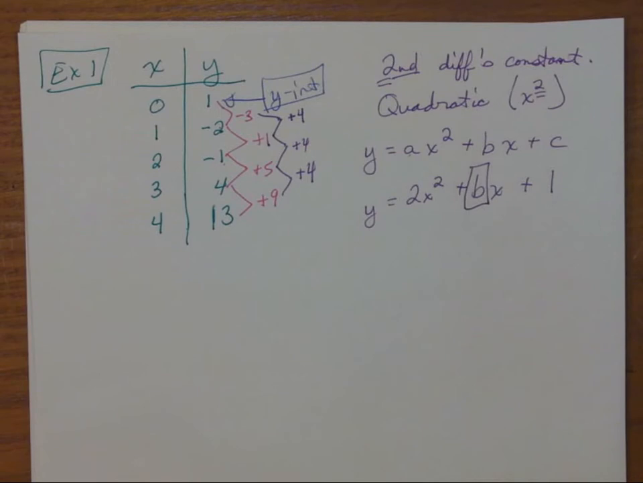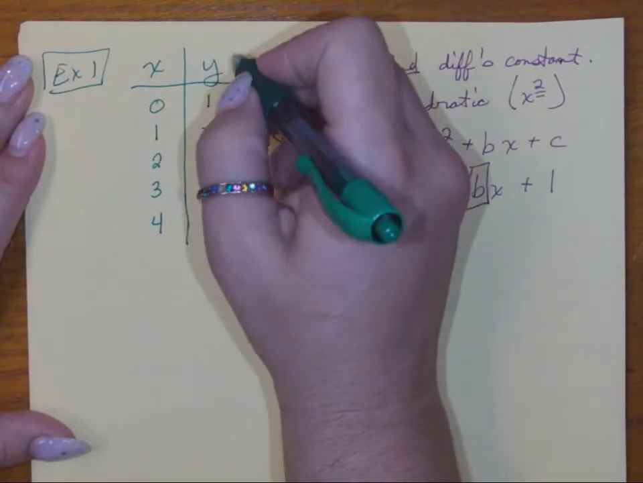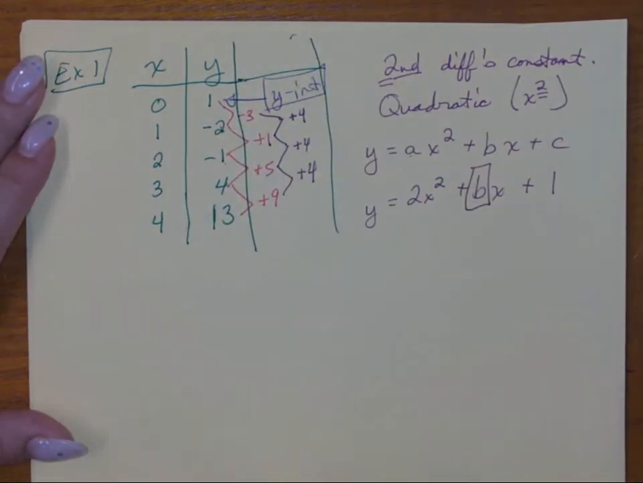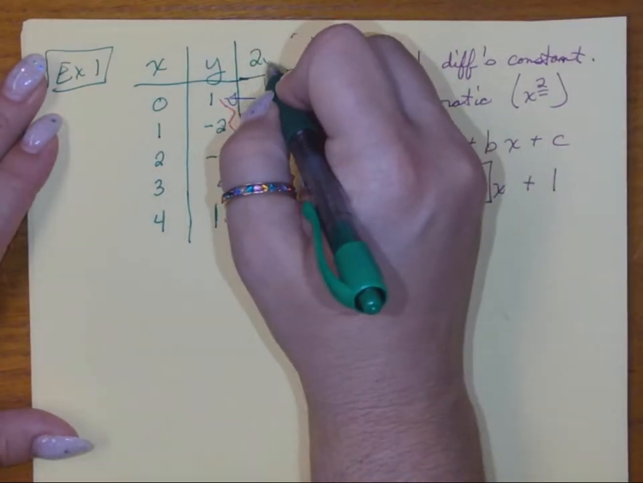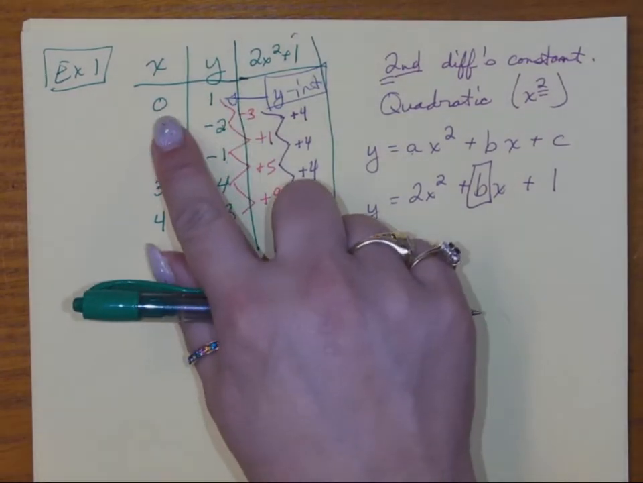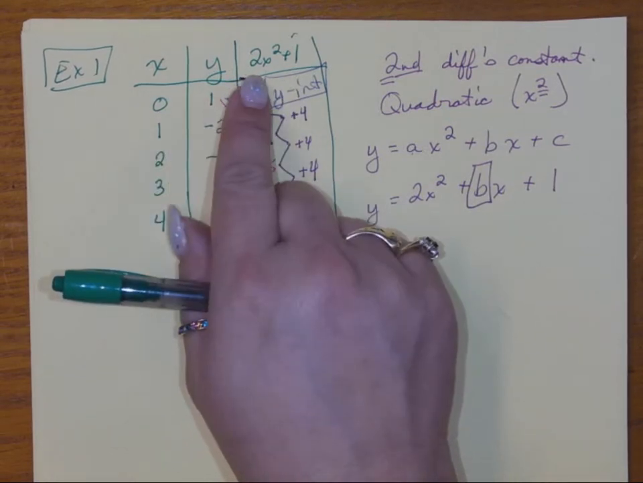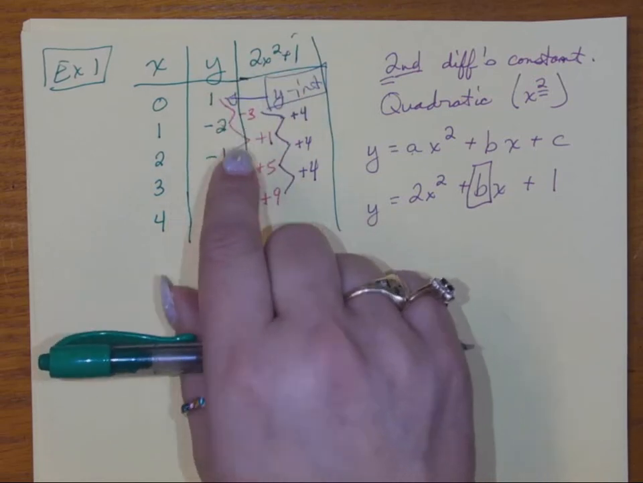You might go through and do some interesting things. You could add in an extra little column and say, what would it be without the bx? What if it was 2x squared plus 1? If 2x squared plus 1 was my actual formula, and on the first one I put in a 0, I'd still have a 1, right? But on the next one, 1 squared is 1, 1 times 2 is 2, plus 1 is a 3. So I'd have a 1, a 3.